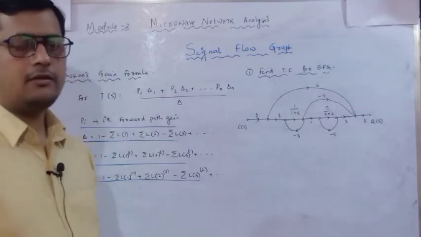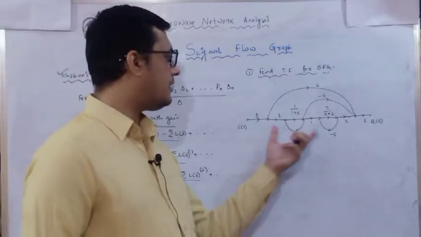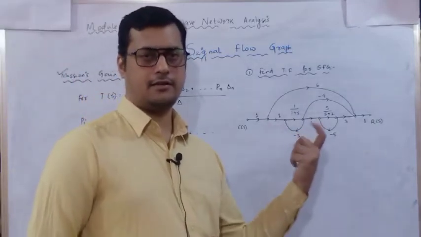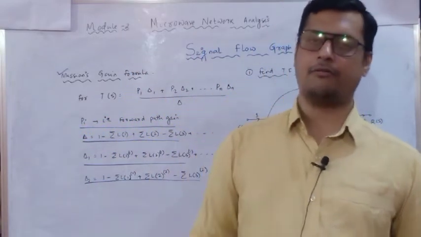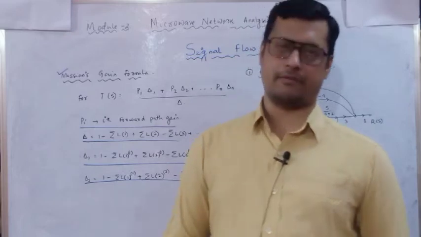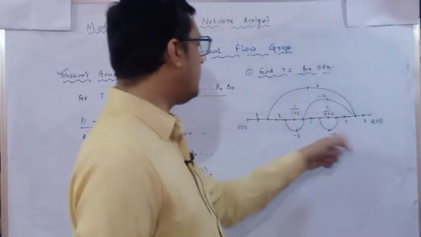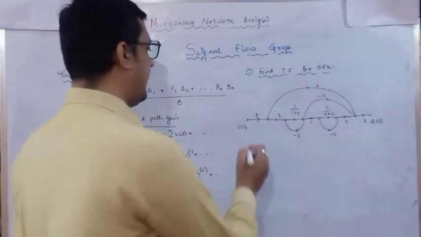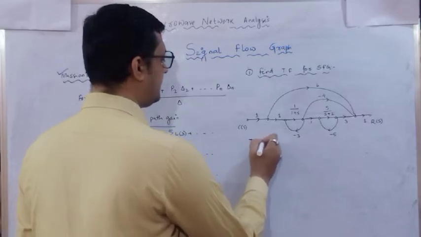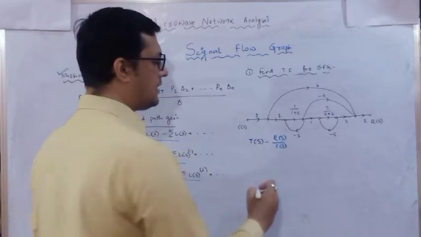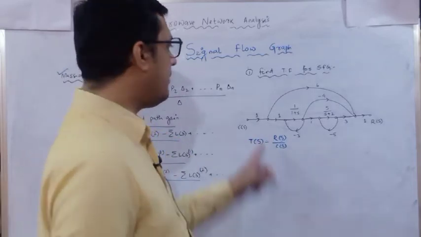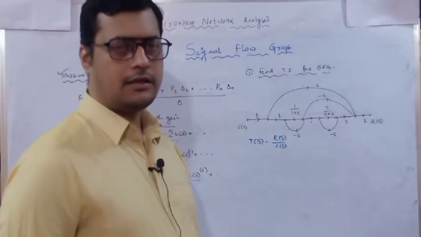Now how are we going to use this Mason's gain formula for this sort of problem? The signal flow graph is given, and we have to use Mason's gain formula to find out the transfer function. Transfer function means output with respect to input. T of S is equal to C of S divided by R of S, output by input, and we have to determine it. So what is the procedure?